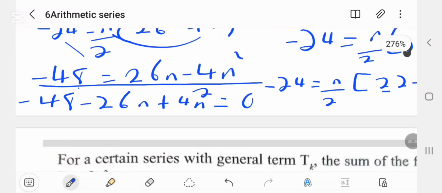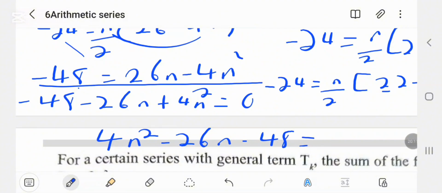Then we have 4n squared minus 26n minus 48 in that order is equal to 0. So we're going to use the quadratic formula to find n. And remember, n cannot be negative and cannot be a fraction. So use the quadratic formula to find n.